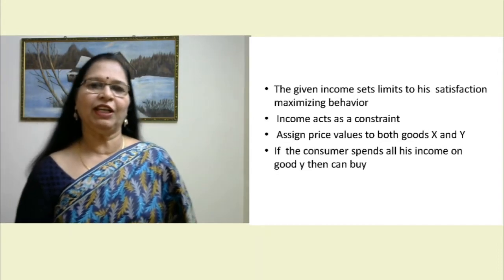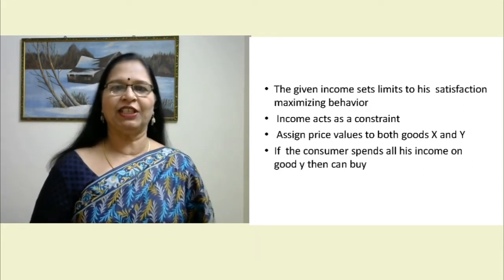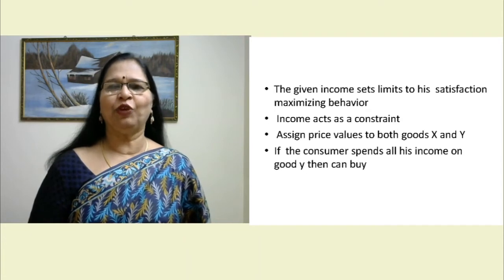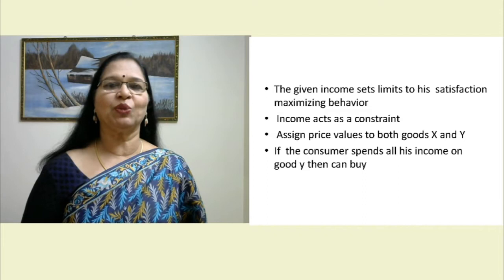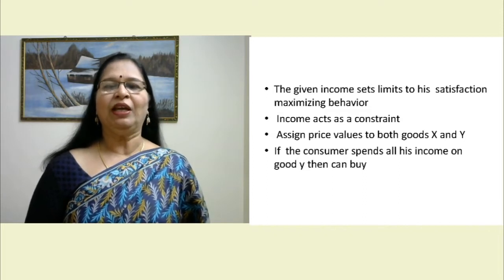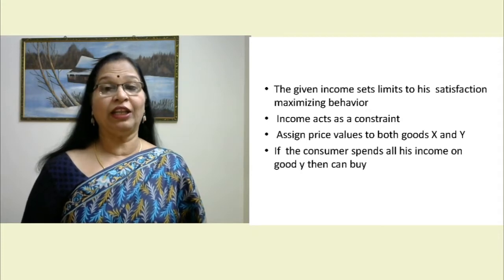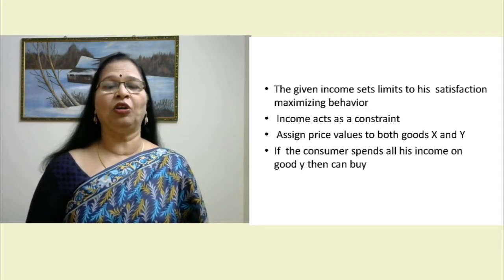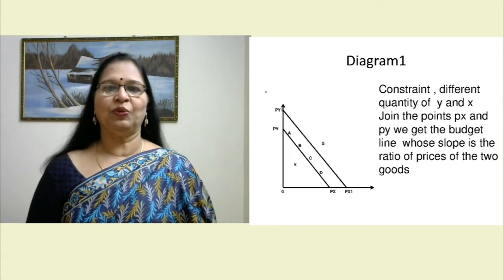So this given income sets a limit to the satisfaction that the consumer gets, and therefore income acts as a constraint. And we also now assign price values to the commodities that we are talking about, good X and good Y. And the consumer spends all his income on the two goods, good X and good Y. So let's see how we can use the price line.